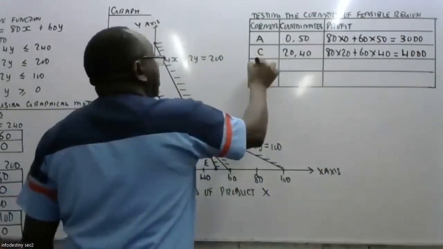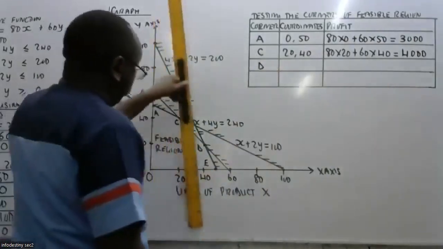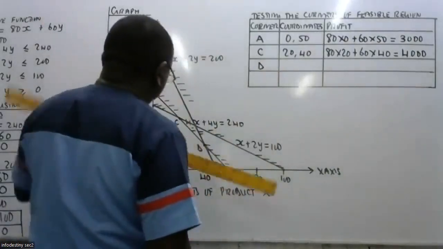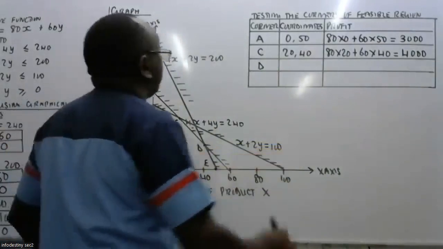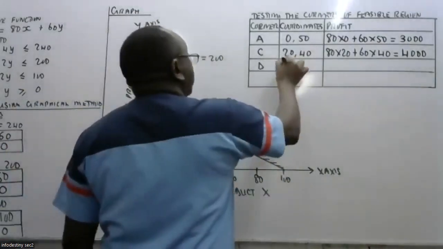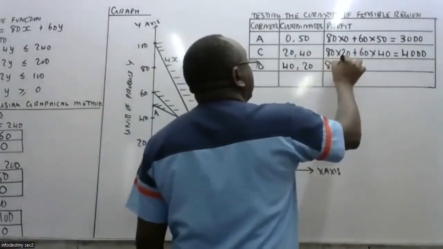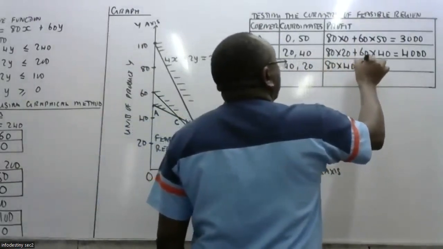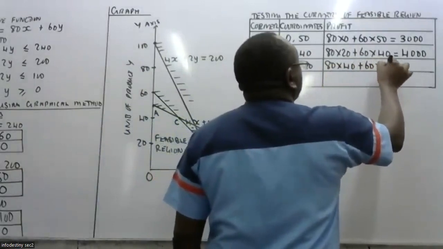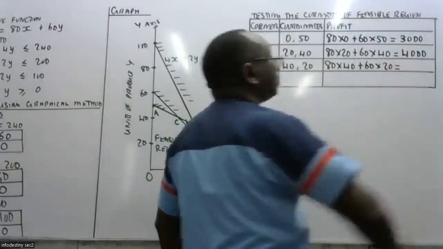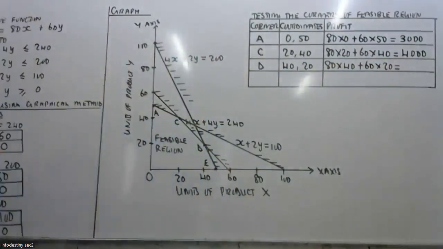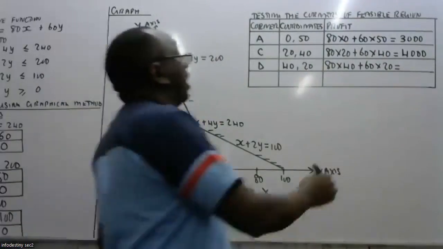We have D. So D is 40, 20. So it is 80 times 40 plus 60 times 20. That is 4,400.